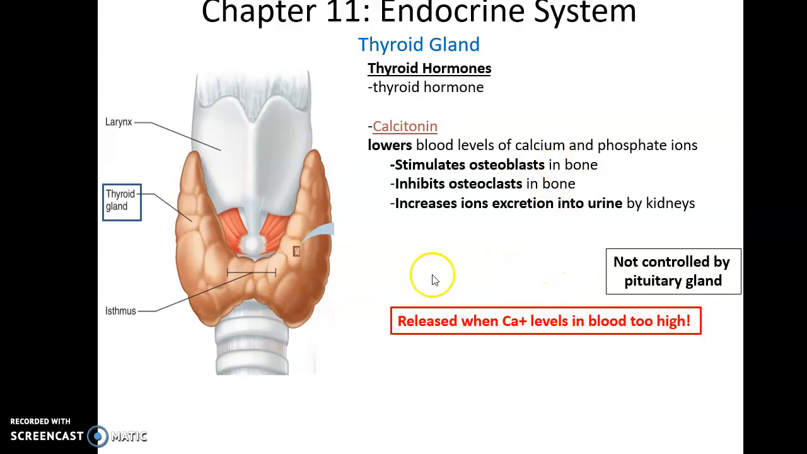So it causes more bone tissue to be produced and less to be destroyed, thereby pulling calcium and phosphate out of the bloodstream. Also, calcitonin goes to the kidneys, and there it causes the kidneys to increase the excretion of calcium and phosphates in the urine. So calcitonin causes urine levels to include additional calcium and phosphate ions, all to lower blood calcium levels.